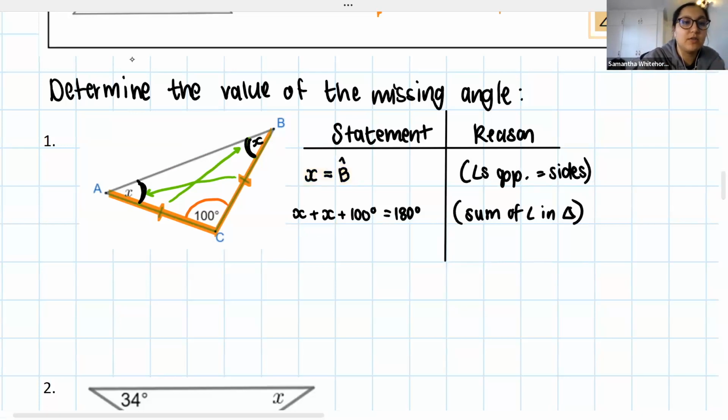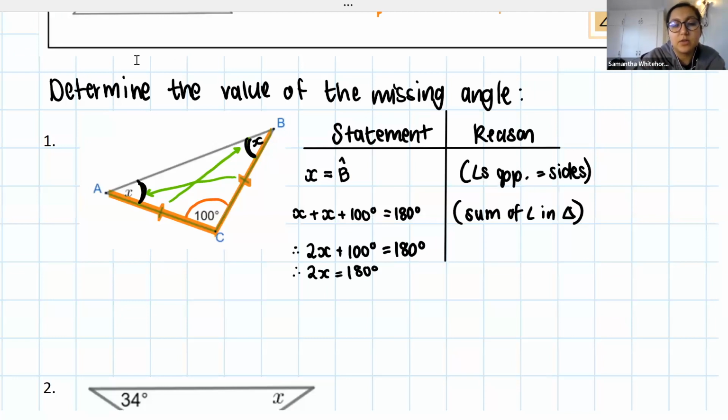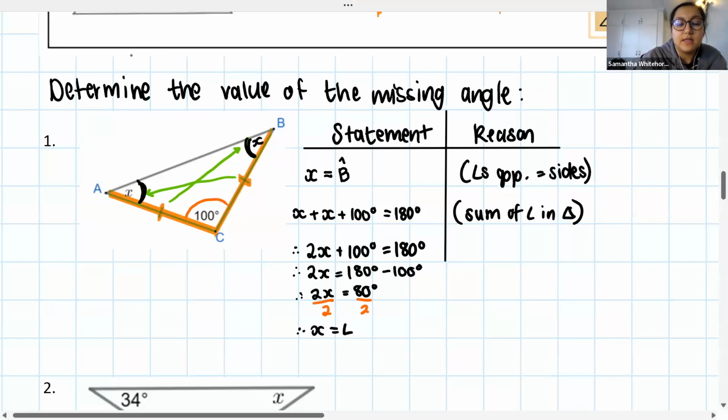So once we've got that, we can solve our equation. We know that X plus X is 2X, plus 100 degrees is equal to 180. Like I say, we're solving an equation, so we need to start using inverse operations. The first inverse operation I'm going to use is to subtract 100 on both sides. So I've got 2X is equal to 180 minus 100, so 2X is equal to 80. And guys, remember, I'm solving for X. I don't want the value of 2X, I want the value of X. So I'm going to divide both sides by 2 in order to get X alone. And so X is equal to 40 degrees.